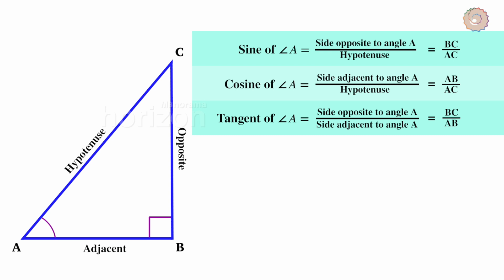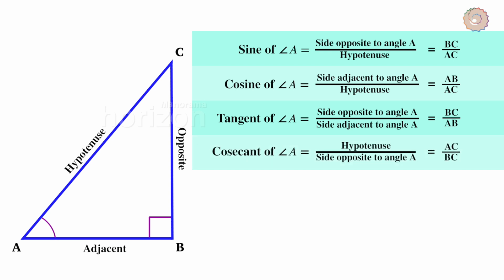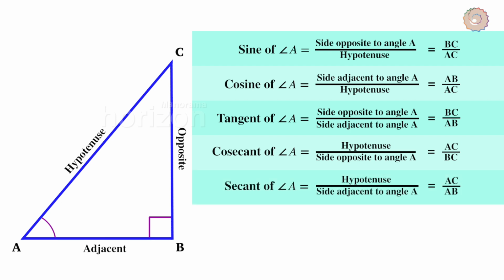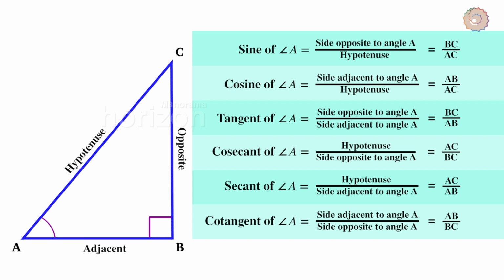Now, let us reciprocate the ratios of sine, cos and tan. Reciprocal of sine is called the cosecant, which is hypotenuse by side opposite to angle A, which is AC by BC. Similarly, reciprocal of cosine is secant, which is hypotenuse by side adjacent to angle A, which is AC by AB. And reciprocal of tangent is cotangent, which is side adjacent to angle A by side opposite to angle A, which is AB by BC.